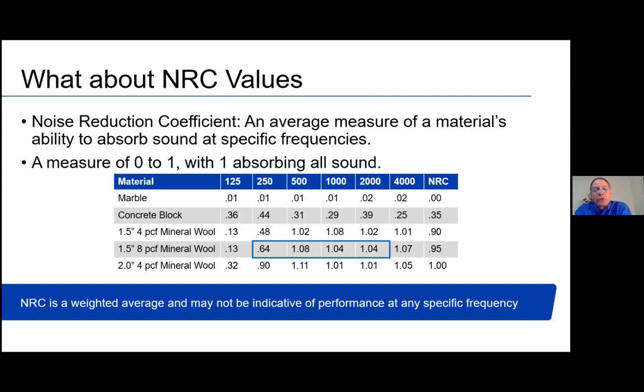Where 0 is no sound absorption and 1 is all full sound absorption. That 0.95 NRC rated material may not do anything for you if your problem is at 125 hertz. So very important to understand what that NRC is really telling you when it comes to looking at your noise reduction system and how you design it.